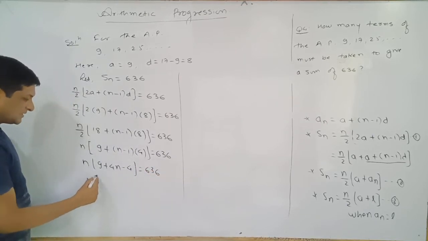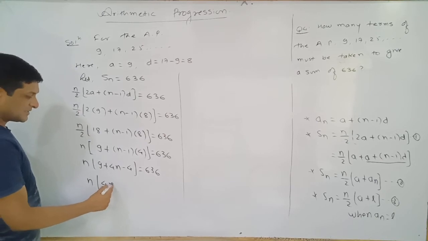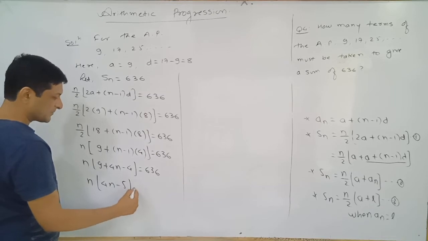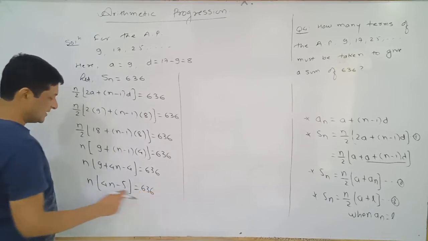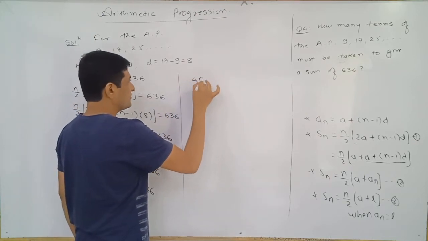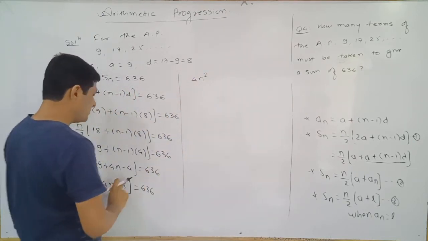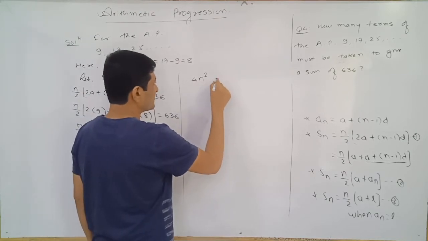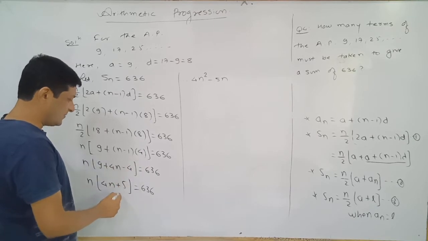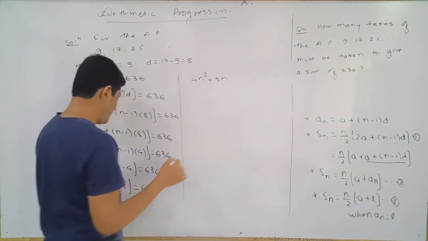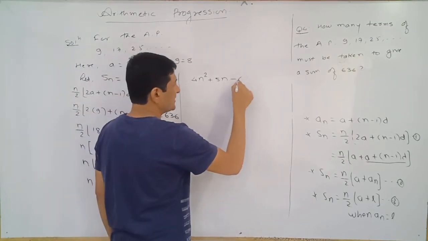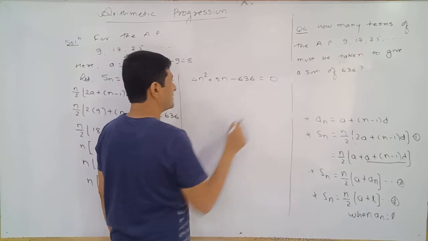So n keep it as it is. Here 4n also as it is, and 9 minus 4 will be equal to 5, equal to 636. So n into 4n will be equal to 4n square, and n into 5 will be equal to 5n. Sorry, here 9 minus 4 will be plus 5. So here we will get plus 5n, and plus 636 on this side will become minus 636, equal to 0.